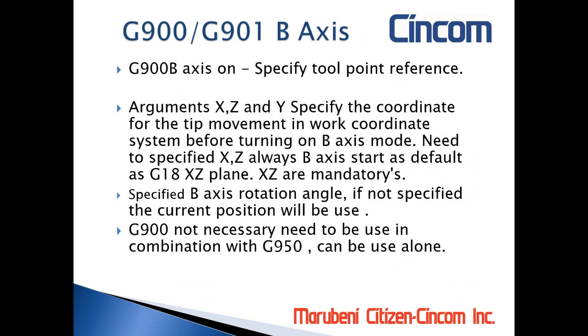Always you need to specify X and Z axis designation. If you don't do that, you will get an alarm right away. And like I say, you don't need to use G900 in combination with G950. Let's say you have a lot of milling around, and you just want to go face or cross. You can use G900 as normal, and it will take care of the shift.